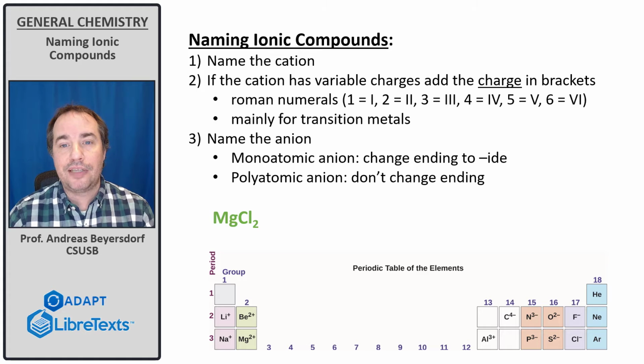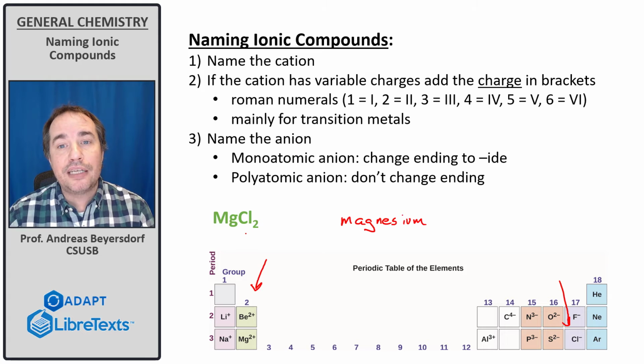Let's look at some examples. So let's say we have MgCl2. We can look at the periodic table, and we can see here's my magnesium, here's my chlorine. My magnesium is the cation. So we go ahead and we name the cation. We do not have to include a charge. That's because magnesium is always 2+. It's in the main group, so it's always 2+.